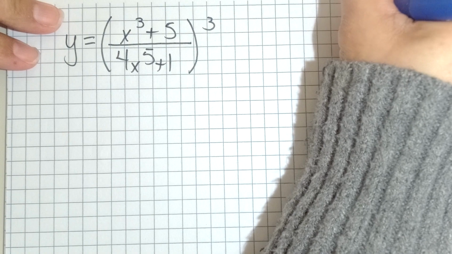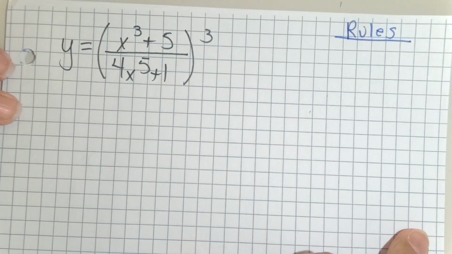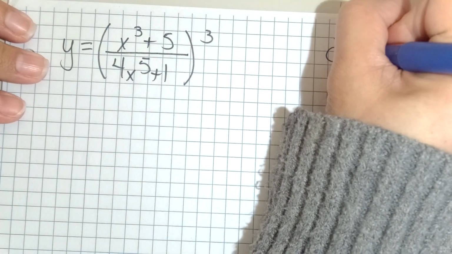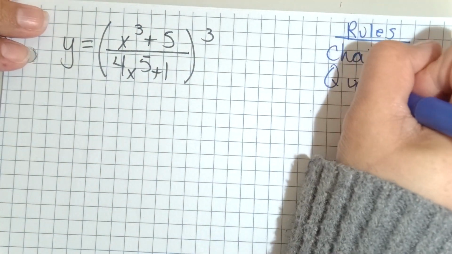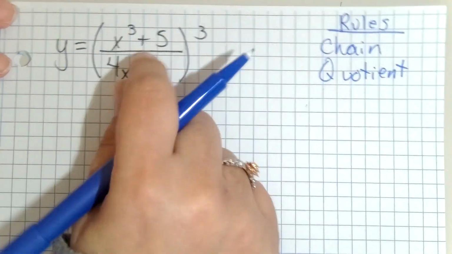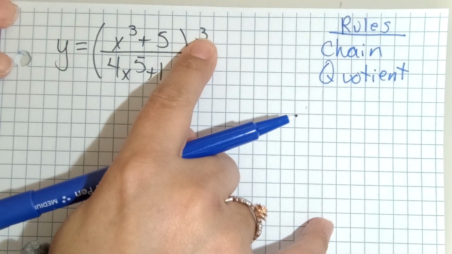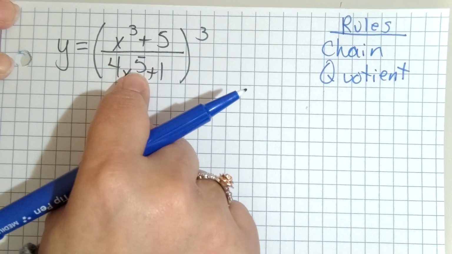All right, seniors, let's see if I can get help with this. What are the rules that I'm going to use? Chain. What else? And quotient. Anything else other than power? That's it. We've got chain because we have a function inside of a function with the cubed, as Ronaldo said, and we have quotient because we have division. Okay?